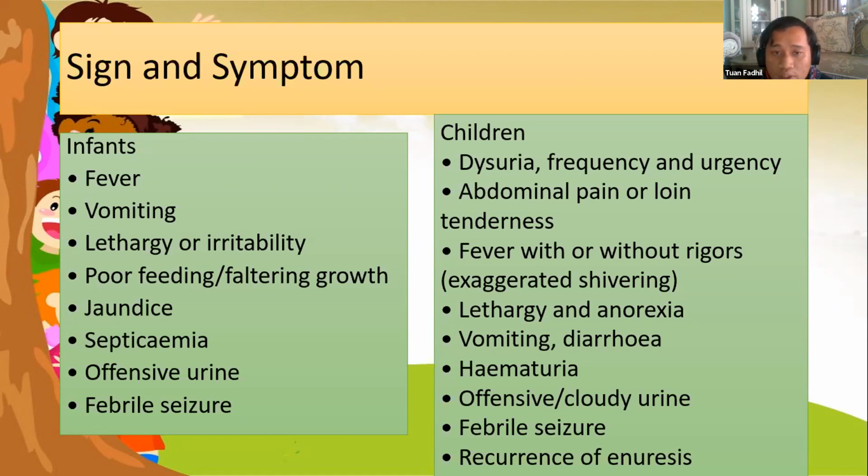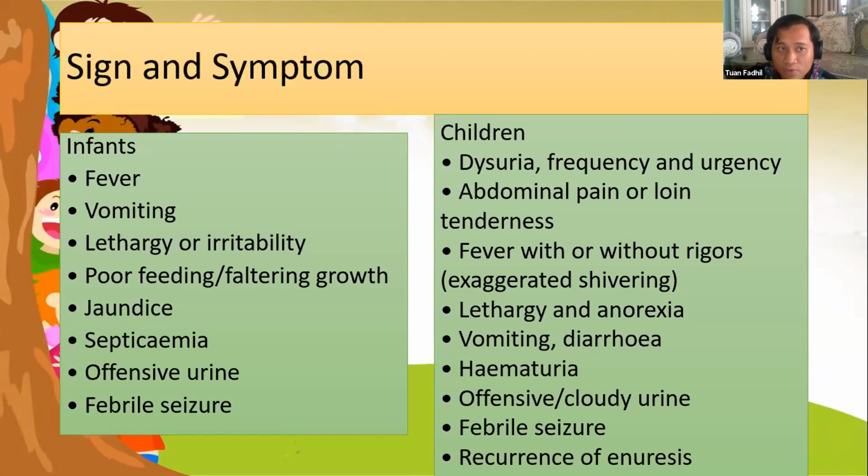And for the children, we can see maybe they have abdominal pain or loin pain, and also flank pain. So you can see the children also have hematuria. So as I said, hematuria is the symptom for acute hemorrhagic cystitis.